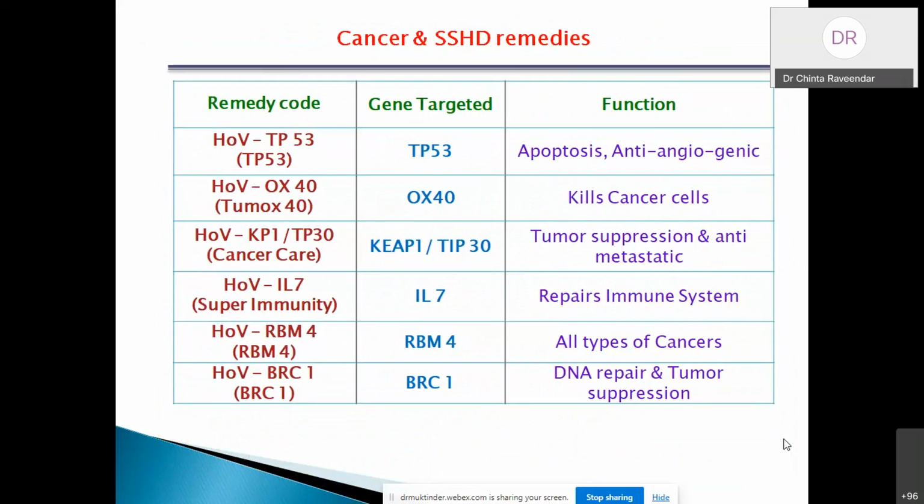For example, TP53 and OX40. TP53 is meant for the apoptosis or anti-angiogenic mechanism for prevention of cancer. OX40 is to kill the cancer cell. This KEAP and TAP is for tumor suppression, anti-metastatic. IL7 is for repairing our immune system. This RBM4 can be used in all types of cancer. PRC is DNA repair and tumor suppression. And of course, these are available.